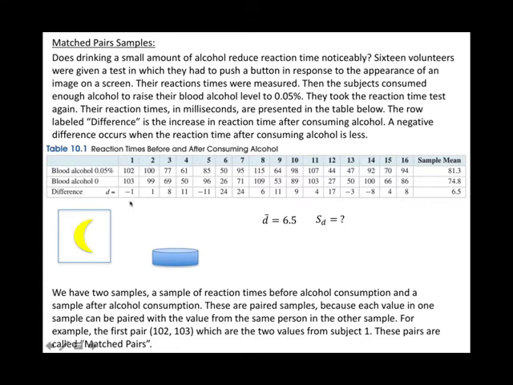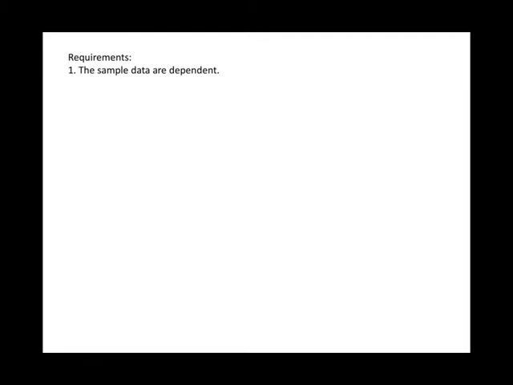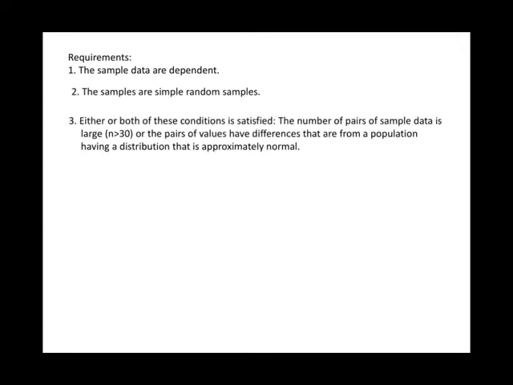So now we have the difference here, and we want to do the hypothesis testing. Before that, we're going to look at the requirements. The sample data are dependent. One more time, the data come from the same subject, and the samples are simple random samples. Either or both of these conditions are satisfied. This is about the central limit theorem: either the original population is normal or the sample size has to be greater than 30.